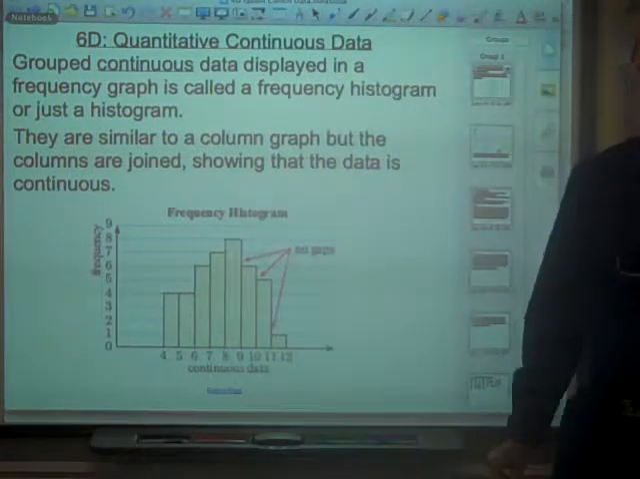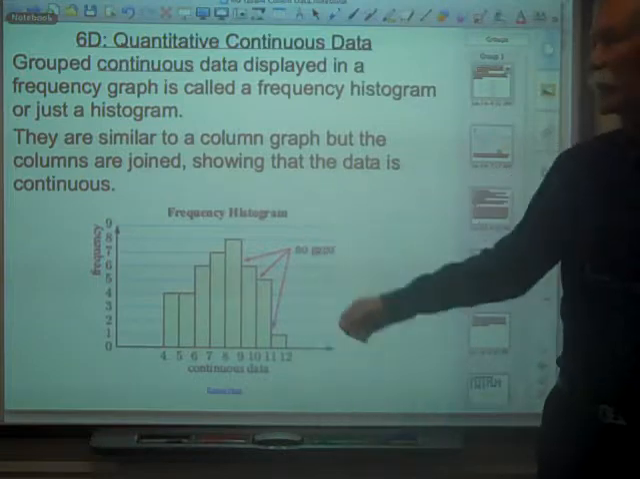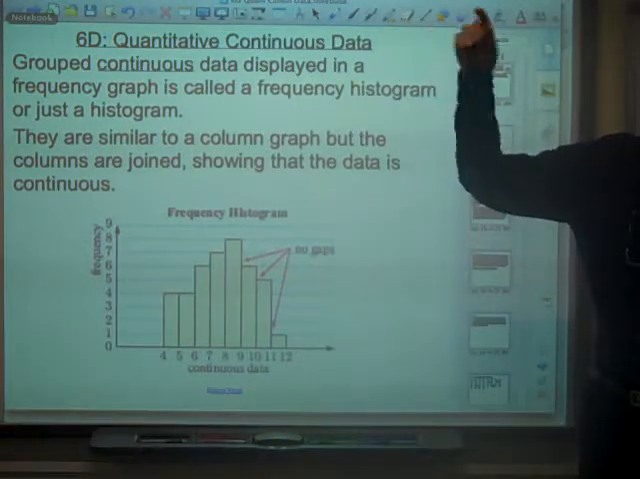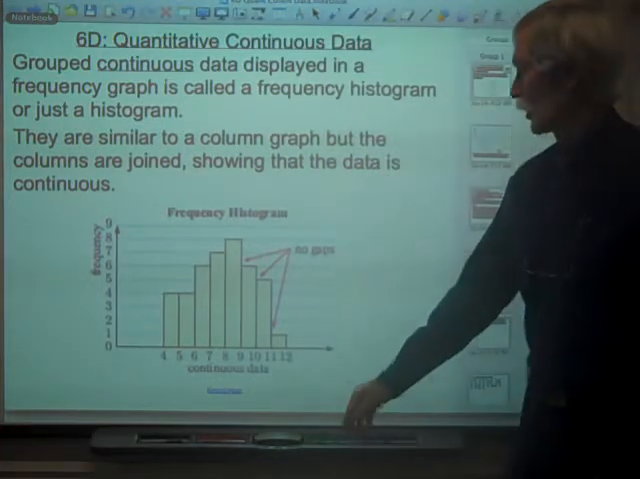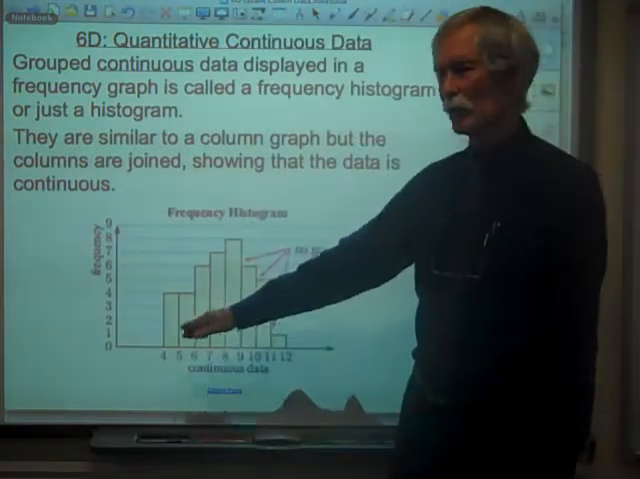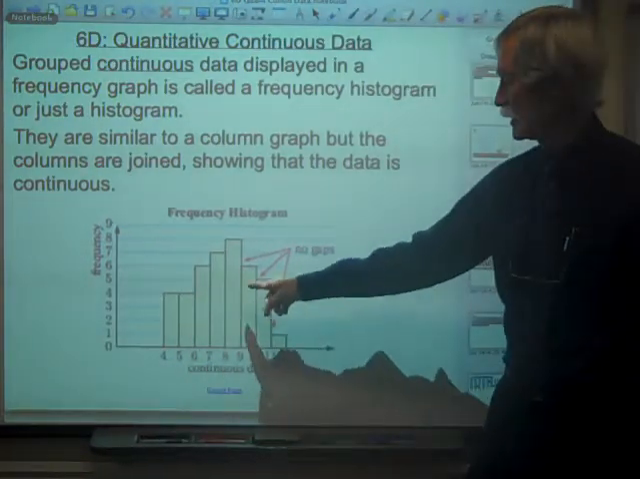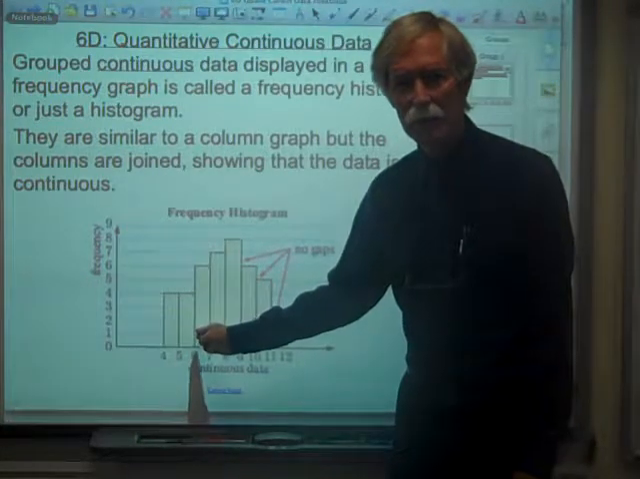Group continuous data. We had discrete data is all we've dealt with so far, but we've got to throw in continuous data today. Continuous data does have decimals and whole and fractional parts to it. So when you make your bar chart, the one big difference between discrete and continuous is you put the bars together for continuous.